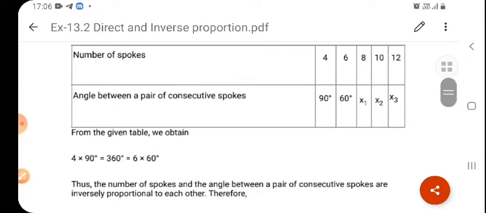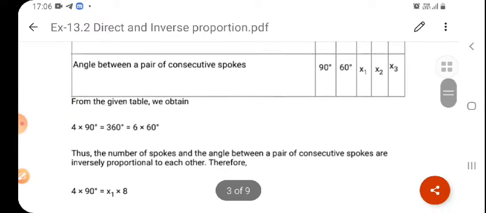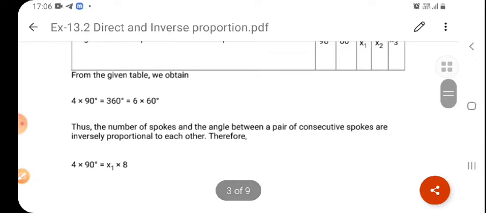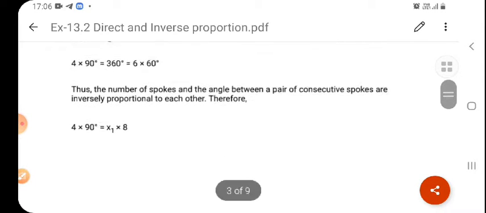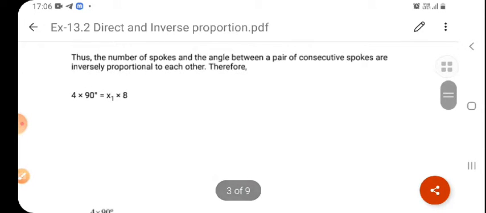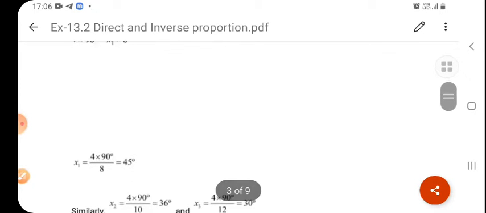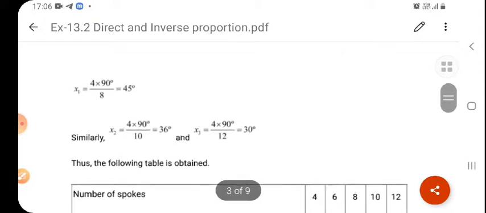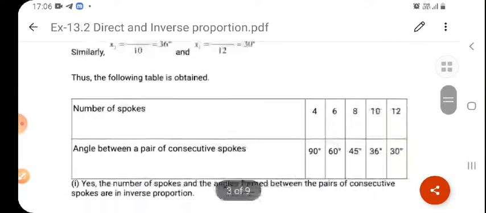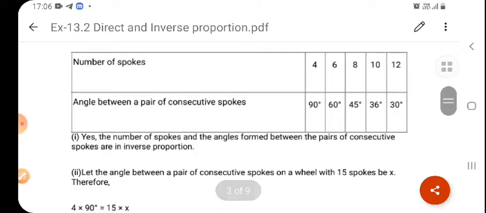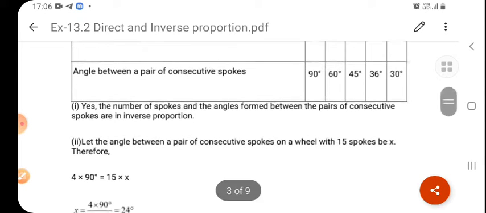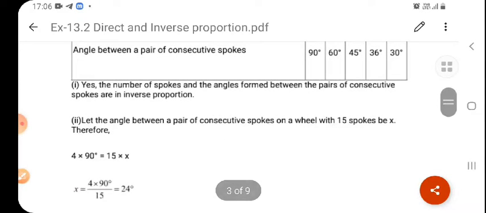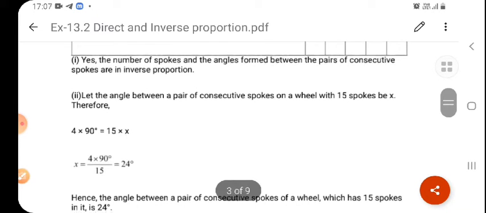So from the given table we obtain 4 into 90 degrees, that is 360 degrees, and 6 into 60, which is equal. Thus the number of spokes and the angle between pairs of consecutive spokes are inversely proportional to each other. And here we will find x1, x2 and x3 by cross multiplication. The angles will be in decreasing form: 45, 36 and 30 degrees. So the number of spokes and the angles between pairs of consecutive spokes are in inverse proportion.